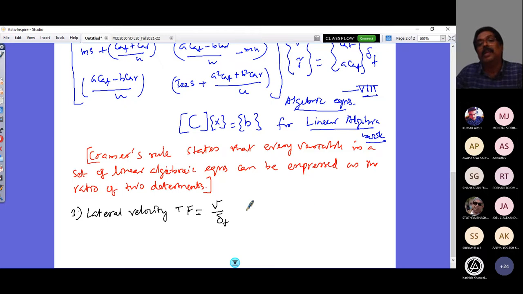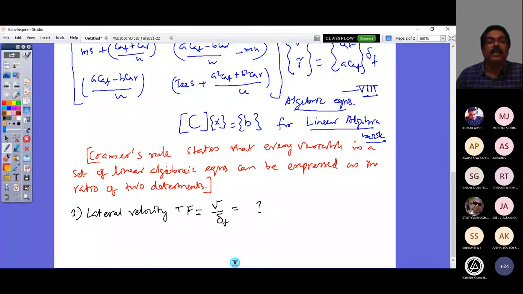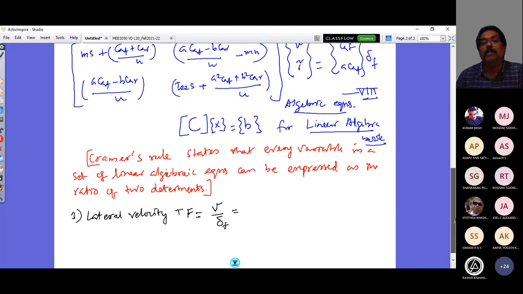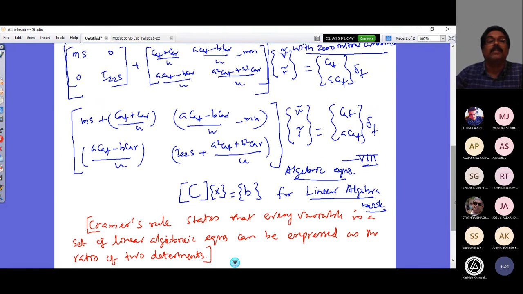I'll have a numerator polynomial and a denominator polynomial, and those polynomials would be functions of the Laplace variable. That's what we have to derive. How do I get that? By the ratio of two determinants. So what are the two determinants here? Can anyone say? Look at equation number 8. You have to replace a column of the C matrix by this B vector.